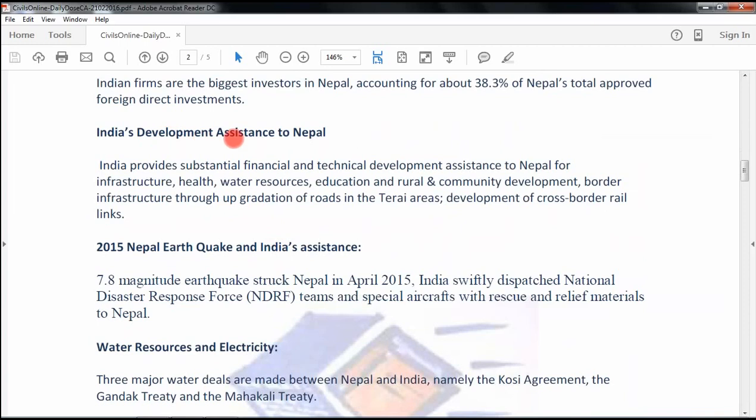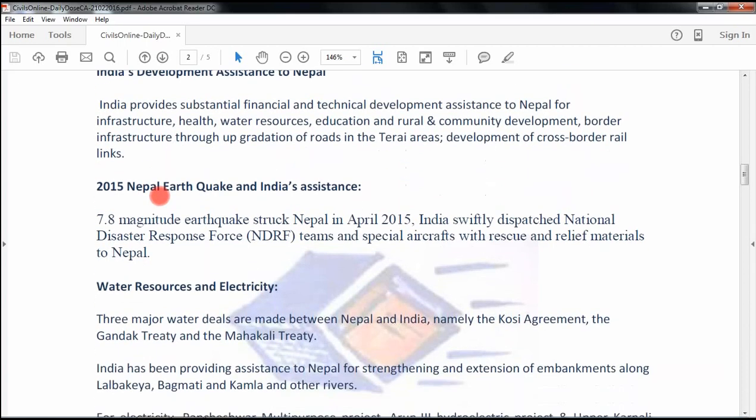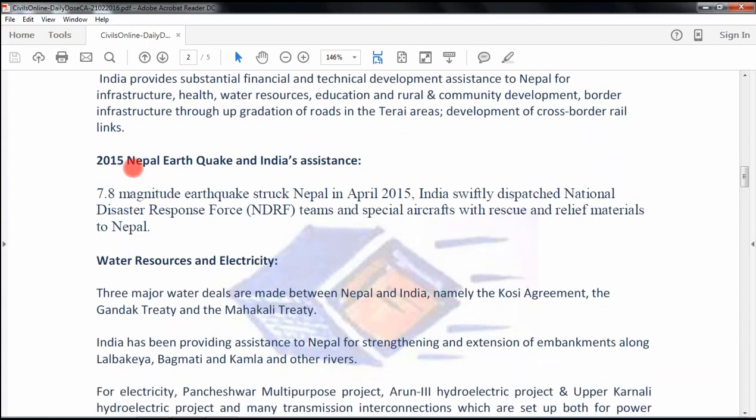India gives a lot of developmental assistance to Nepal, financial and technical, in the fields of infrastructure, health, water resources, education, rural and community development, border infrastructure development like roads in the Terai region, and development of cross-border rail links. There was a massive earthquake in 2015 in Nepal, and India gave assistance in that calamity. India swiftly dispatched National Disaster Response Force teams and special aircraft with rescue and relief material to Nepal.